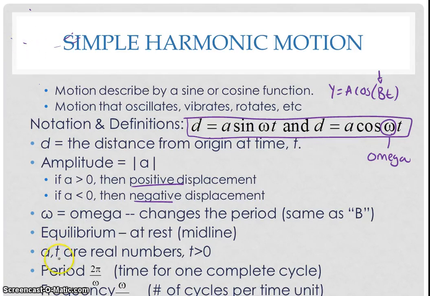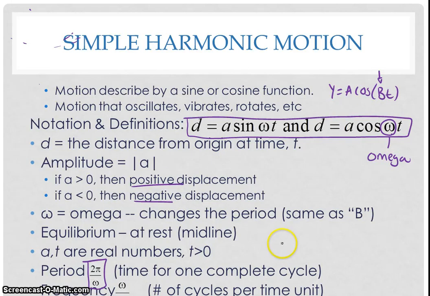So a and t are real numbers. a is the amplitude, so it's just going to be some sort of real number, not imaginary. t has to do with time. The period is 2 pi over b, but remember we're using this letter omega to be consistent with our book, but it's still the same thing. The period is the time it takes to make one complete cycle.